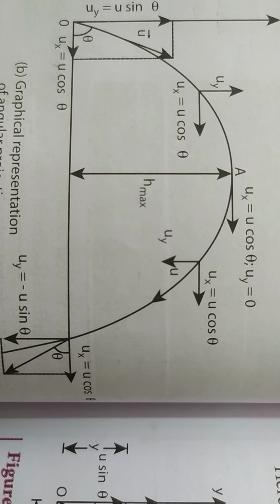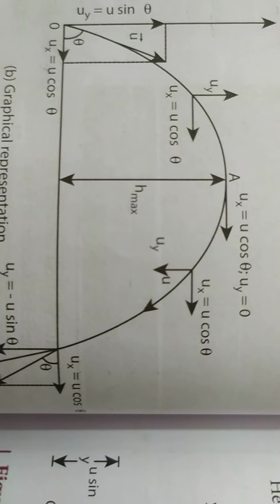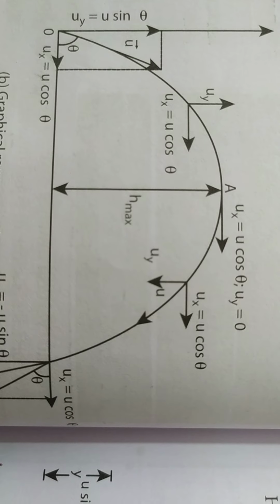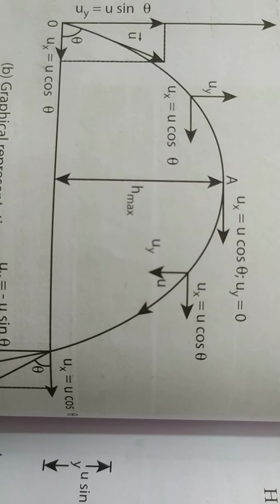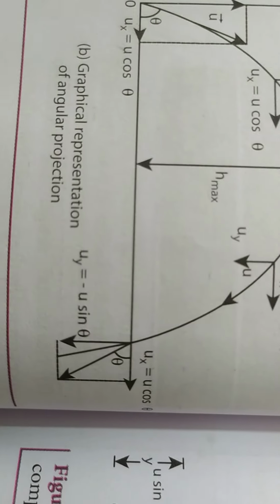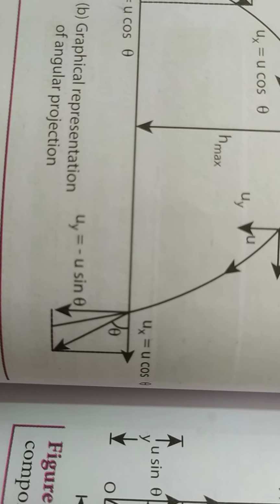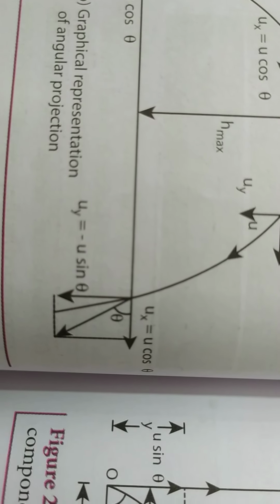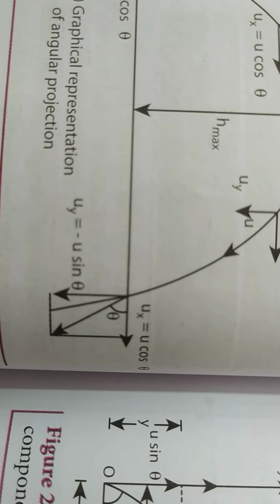Everywhere ux is equal to u cos theta will remain in the horizontal direction, and there is no change in the magnitude, but only uy will vary. At the point A, uy is equal to 0, because at the maximum height the vertical velocity becomes 0 and the object begins to fall under gravity. After hitting the ground, ux is equal to u cos theta and uy is equal to minus u sin theta, because the component is in the downward direction, so it is given a negative sign. So the velocity is resolved into two components there also.